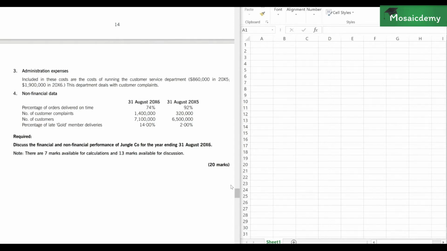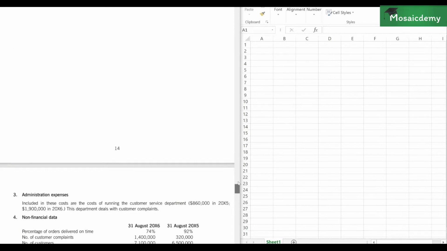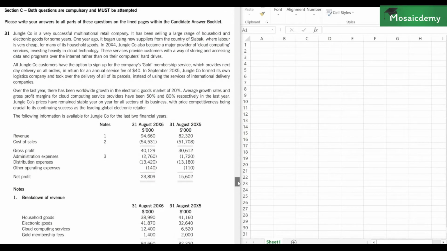Right, so let's get started with the question. So you must start by reading the case scenario sentence by sentence. So it says Jungle Co is a very successful multinational retail company. Okay, it has been selling a large range of household and electronic goods for some years.